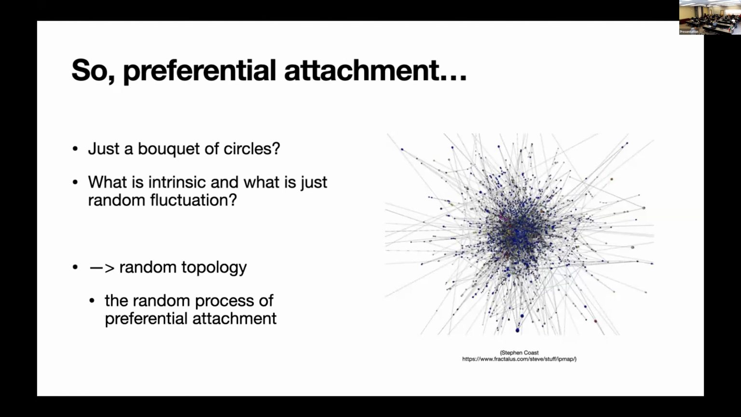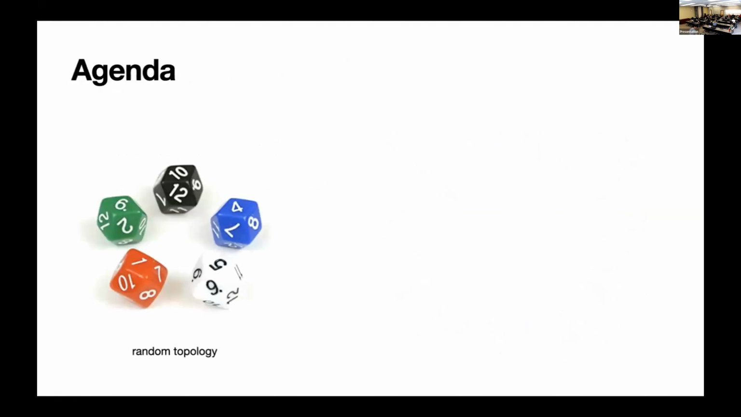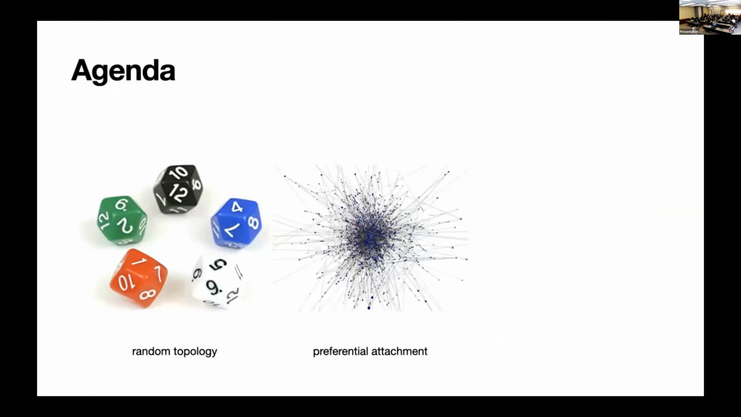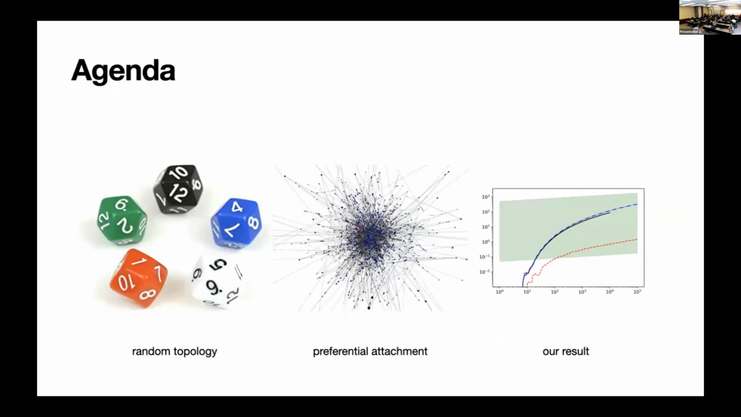Okay. So I'll say a few words about random topology in case you're not convinced that this is interesting yet. And then I'll describe the preferential attachment model in greater detail. And finally, I'll share with you my recent result on preferential attachment.